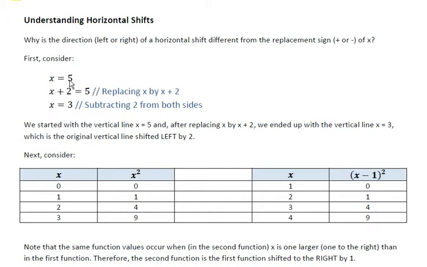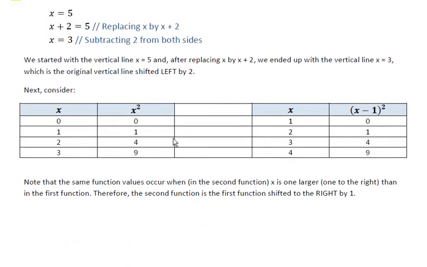It's a vertical line. Let's take x and replace it, just x, by x plus 2. Then we would have x plus 2 equals 5. If we subtract 2 from both sides of this equation, we get x equals 3. So we started with the vertical line x equals 5, and after replacing x by x plus 2, we ended up with the vertical line x equals 3, which is the original vertical line shifted left by 2.